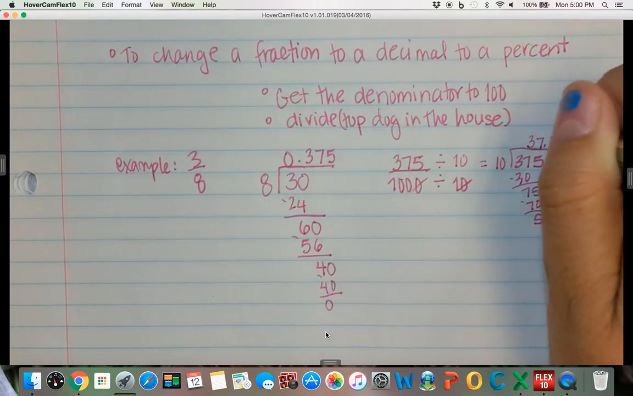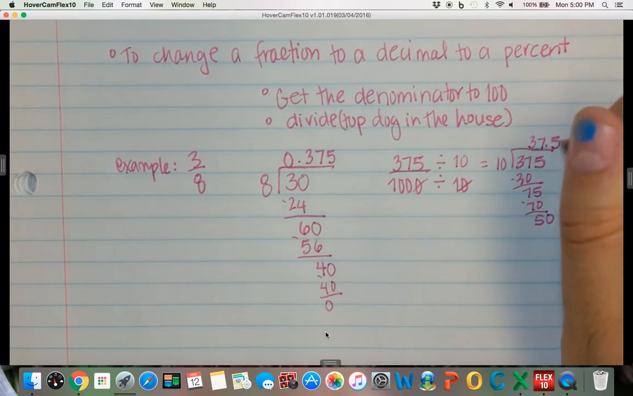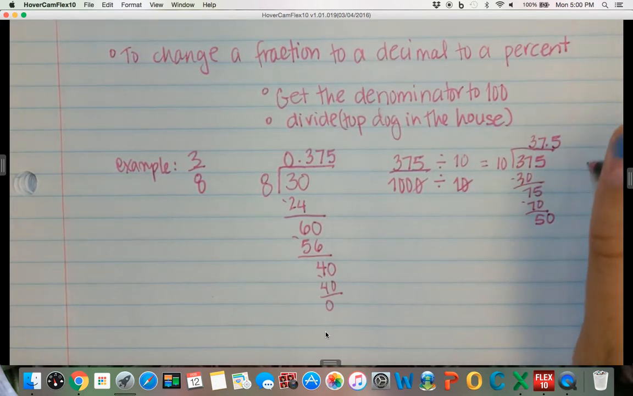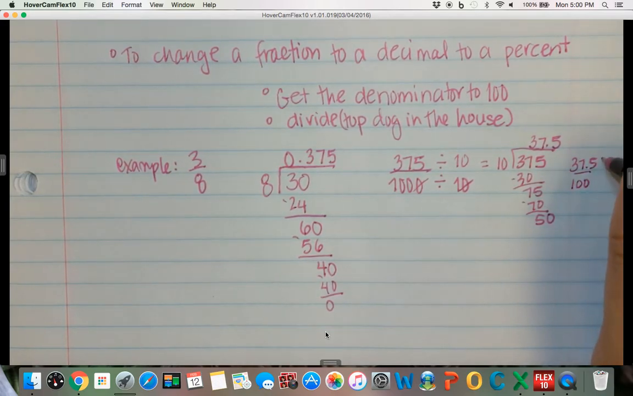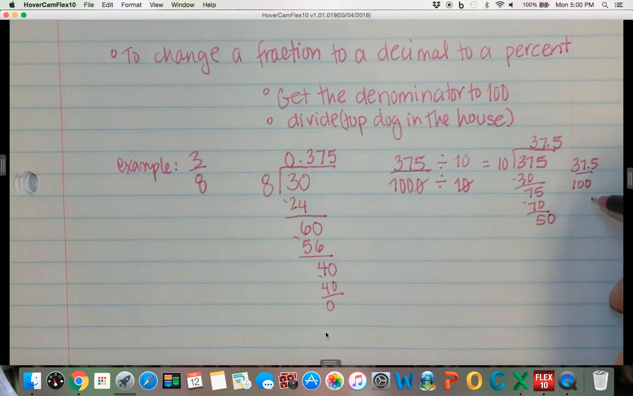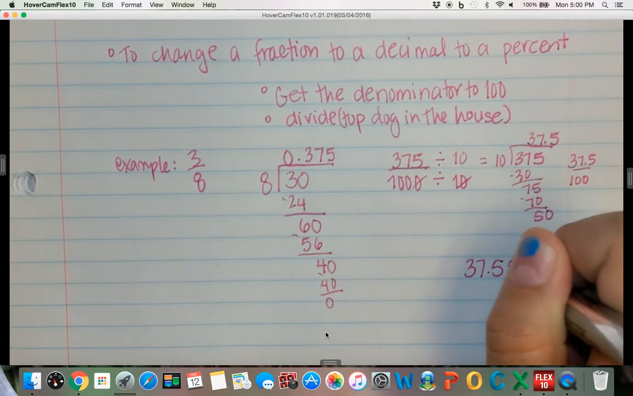10 goes into 50 5 times. So now I have 37.5 out of 100, which is a proper percentage because it's per 100. So it's 37.5%.